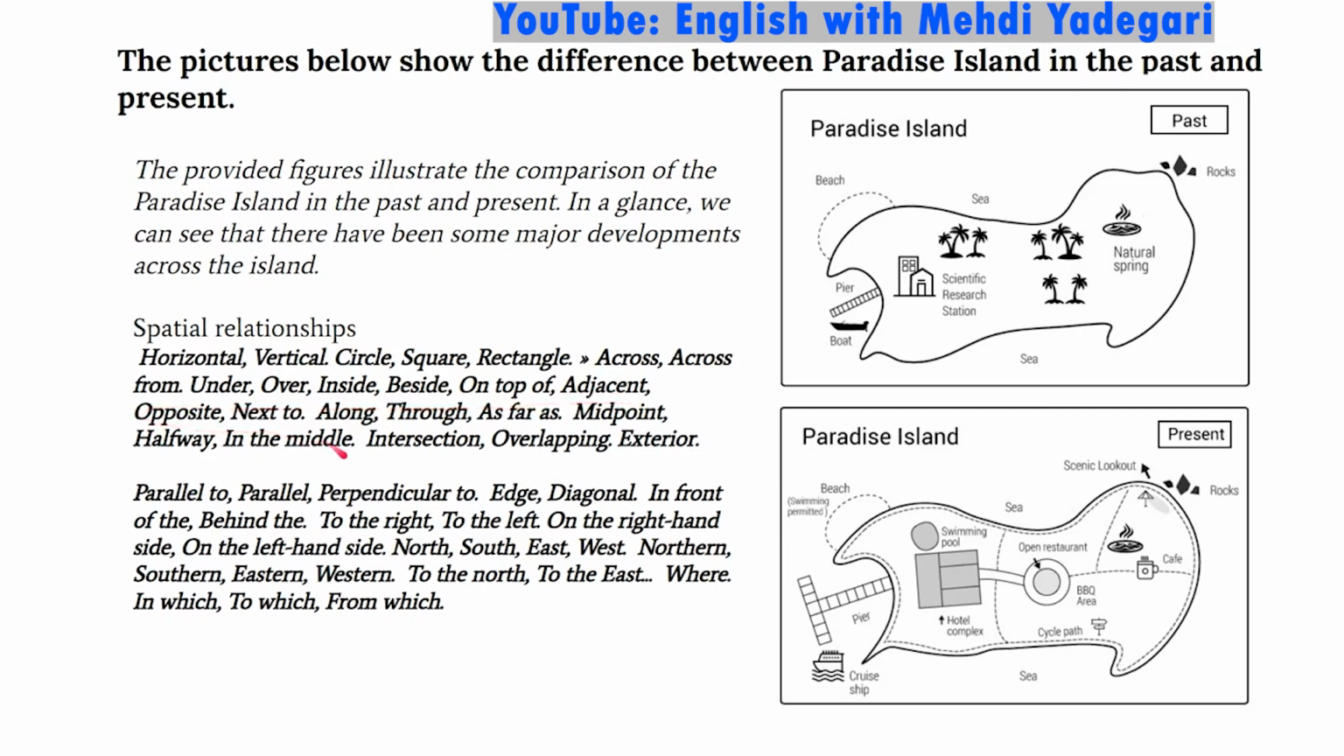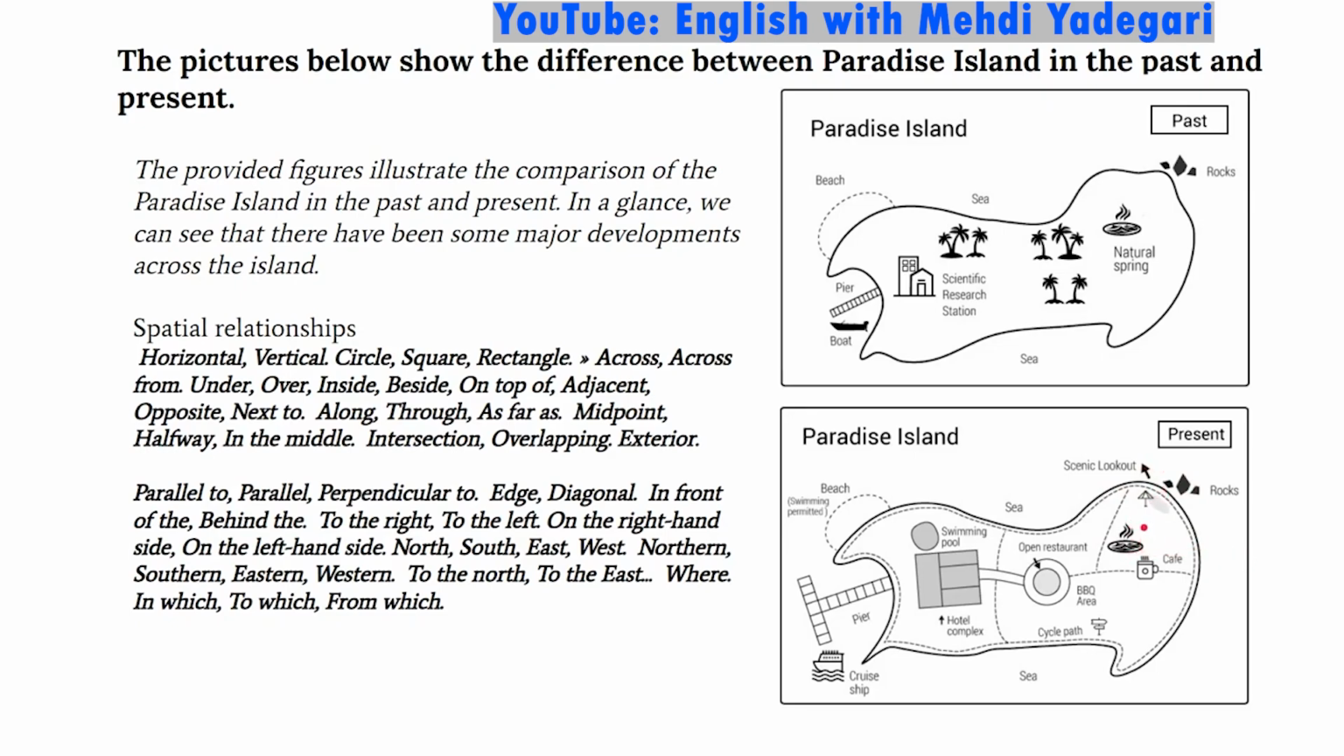adjacent, opposite, next to. So, for example, if you're talking about the hotel complex, you can see that the hotel complex has a swimming pool behind it, or at the back of it. So behind or at the back is a spatial relationship that you have to use here to specify where things are located. Like the open restaurant is right in the middle of the map, or the cafe, or the rocks in the scenic lookout, they're situated at the west or the northwest.